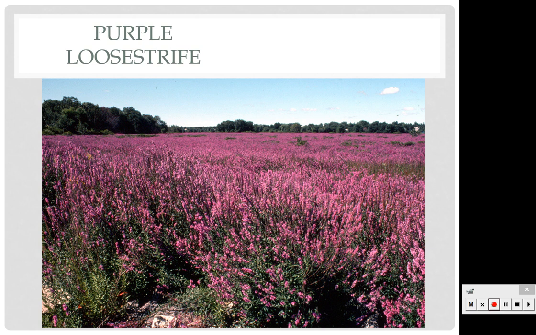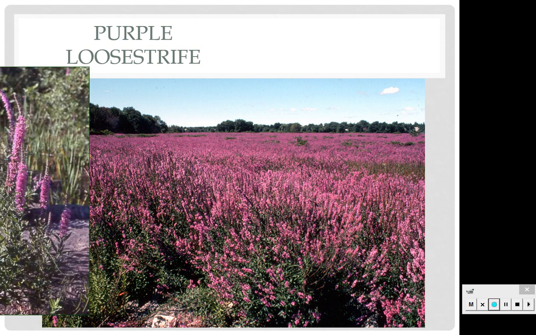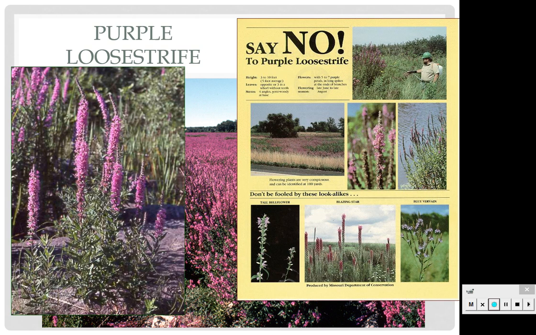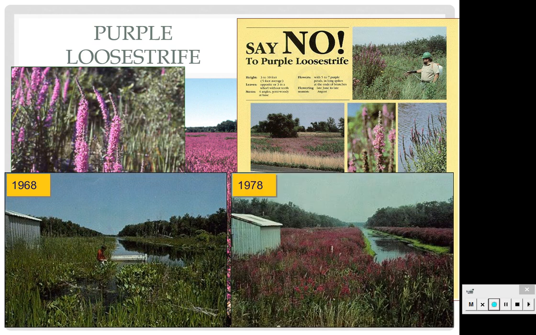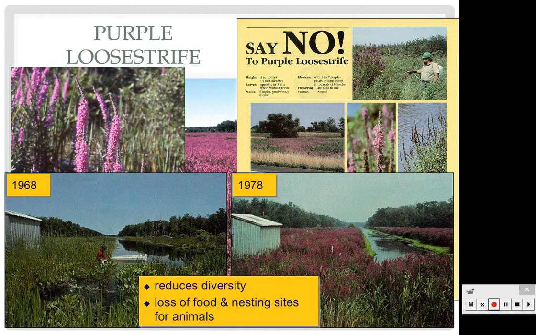Okay, purple loosestrife. Lots of people are familiar with this plant because they like to plant it to make their yards nice and pretty. Okay, however, the issue is that it can actually outcompete and take over an entire field. Here's a field in 1968. Purple loosestrife was introduced, and by 10 years later there is nothing in the field but purple loosestrife. Okay, it reduces diversity, it's a loss of food and nesting sites for animals. Other animals may not eat this, or they'll eat the things that were there in 1968.